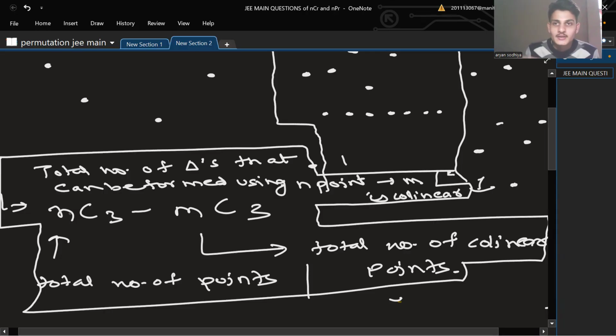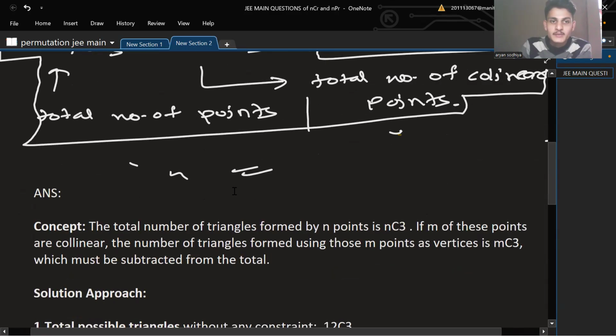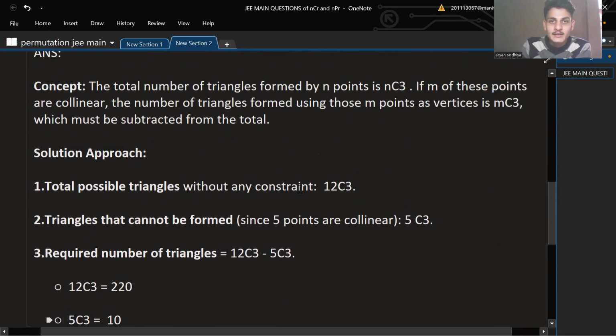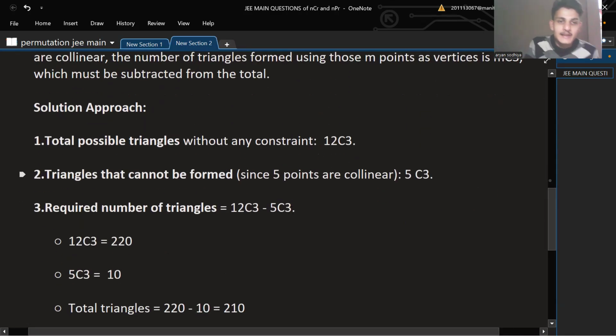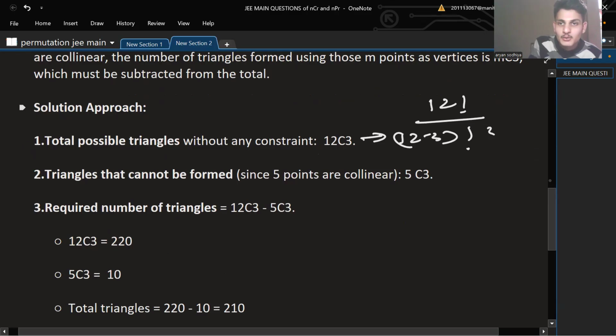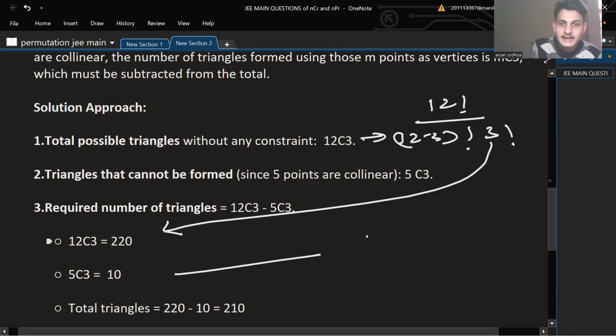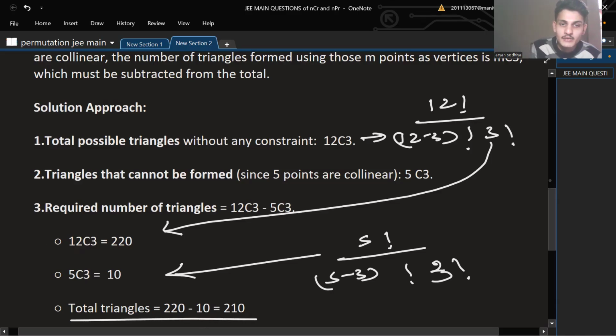Okay, so that's enough for today's class. I would say one more concept is important regarding it. So here 12C3 can be calculated like 12C3 is 12 factorial upon (12 minus 3) factorial times 3 factorial. So it can be calculated as 220, and 5C3 can be calculated as 5 factorial upon (5 minus 3) factorial times 3 factorial. So in this way we will get 10, and the total number of triangles would come as 210.